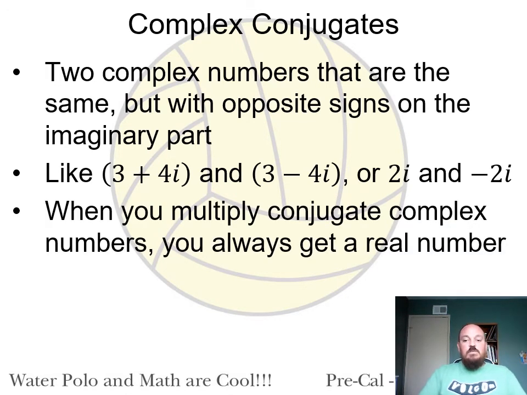Now, here's the reason conjugates are important. Anytime you multiply complex conjugates, the answer is a real number. So basically the i part will disappear every time, and your answer will just be a regular real number like 10 or -17 or something like that. So let's do one of those.